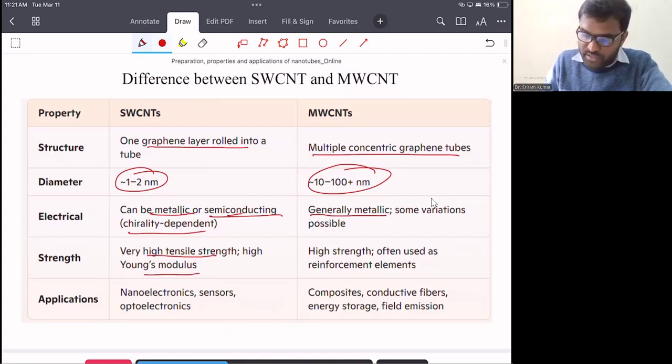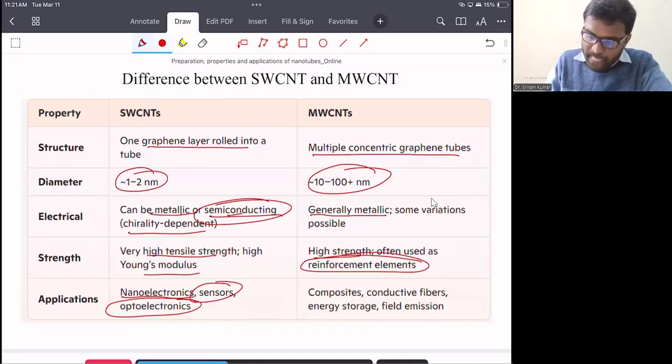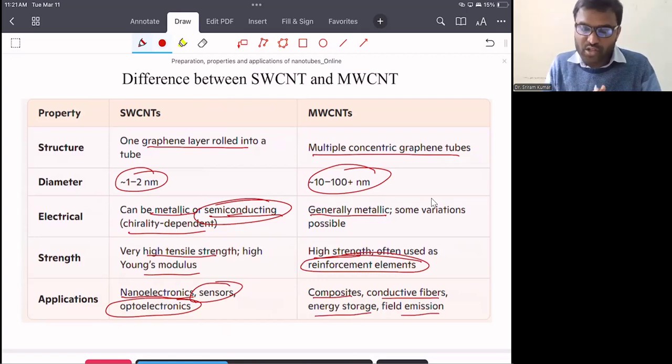However, in multi-wall CNT, we have high strength, and we can use it as reinforcement elements in composite materials. In application, single wall CNT can be used in nanoelectronics because of the semiconducting structures, sensors, and maybe optoelectronics. And multi-wall CNT we can use in composites, conducting fibers, energy storage and field emission applications. So these are the differences between single wall CNT and multi-wall CNT.